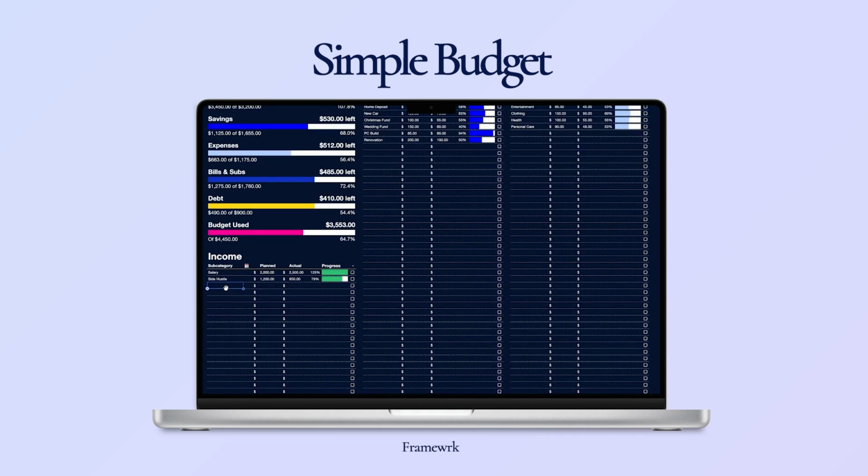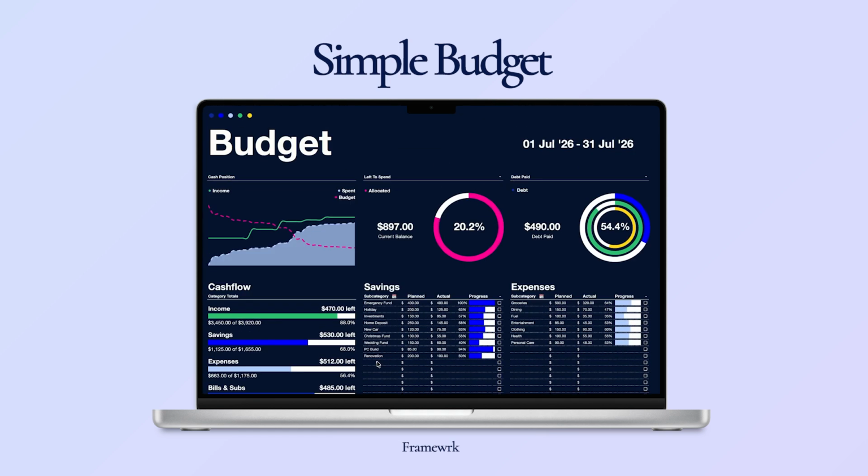Start by entering your subcategories. These are the individual things you earn and spend on, like your salary, your groceries, your rent or a car loan. They sit under income, savings, bills, expenses and debt, with room for up to 50 in each. For each one, type what you plan to spend or save in the planned column.